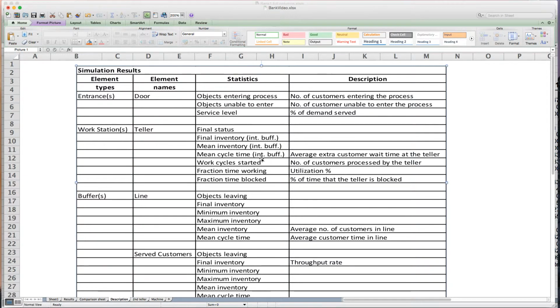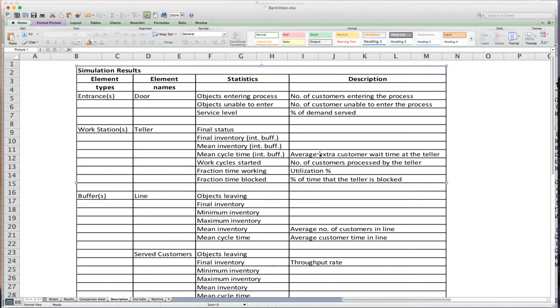And then mean cycle time, int buff stands for internal buffer. So mean cycle time is the average amount of extra time people spend at that teller if the next part in the process is backed up. So there is a correlation between this extra time for the customer here and the percentage of time that the teller or the employee is blocked. If you've got blocking for the employee, which means they cannot move to their next customer because the process is backed up, that typically means that the impact on the customer is they end up being stuck at that station or that activity for a little while longer until the system clears up and is not backed up anymore.